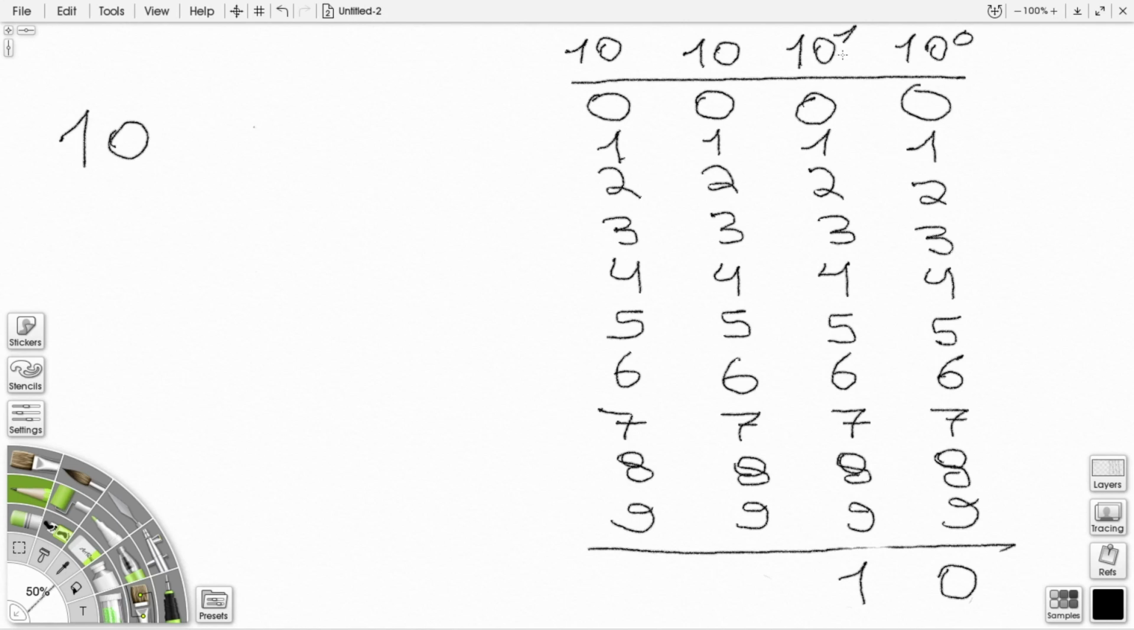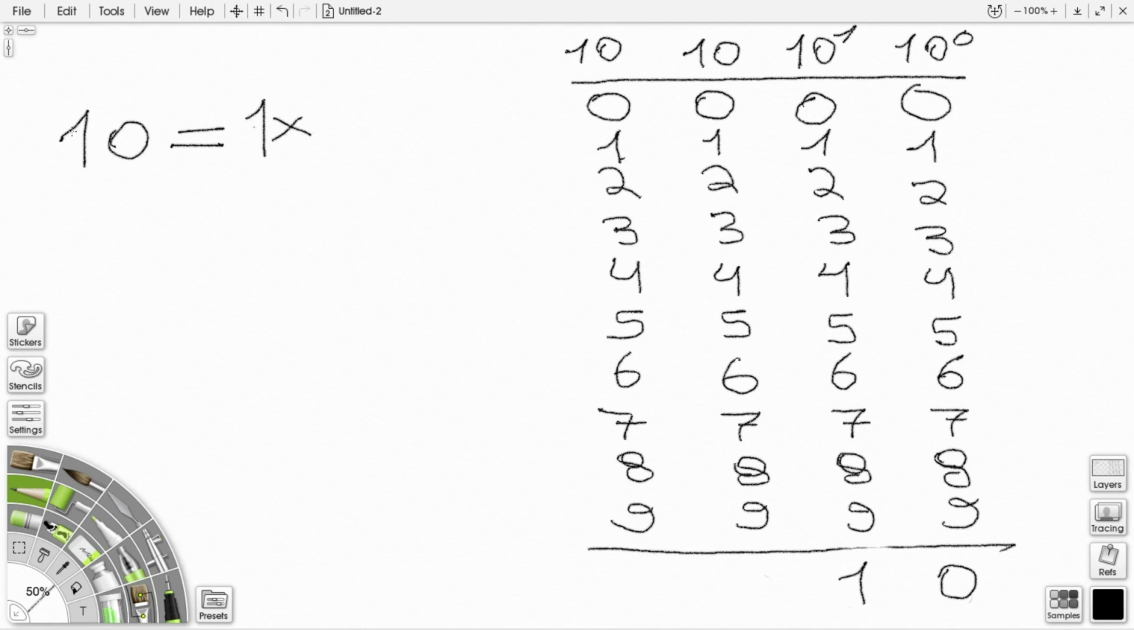Remember, any number elevated to 1 is itself. Okay, so 2 elevated to 1 is 2. 4 elevated to 1 is 4. 1,000 elevated to 1 is 1,000. Okay, so what is the amount of tens elevated to 0 that we have here? Well, we have 1.